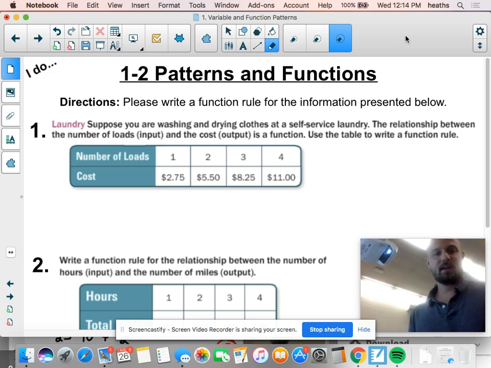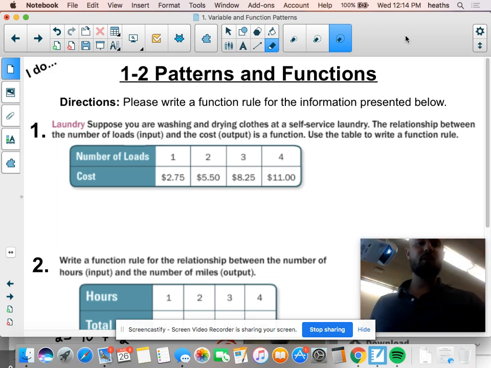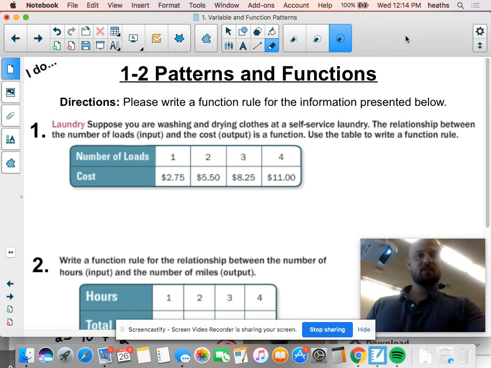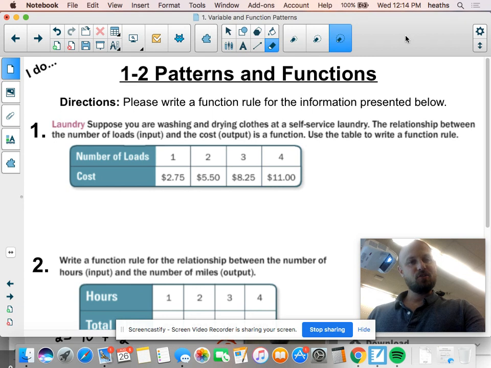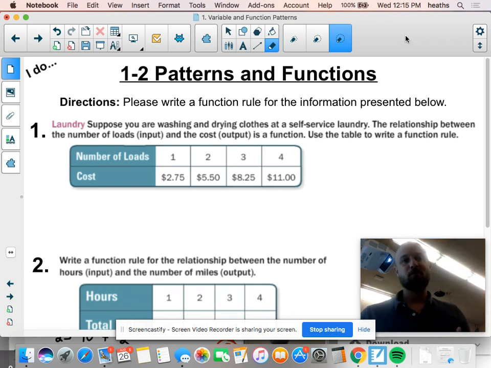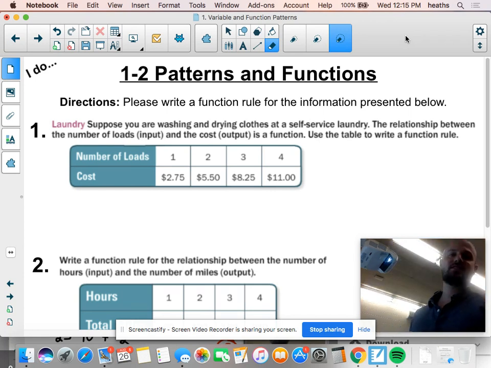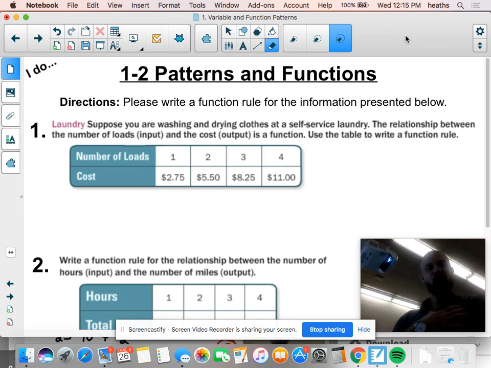Okay, welcome back, everybody. We talked about patterns and functions in our last lesson, and we're going to jump into the I do portion, which is me modeling and presenting some example questions to you, and hopefully take those words from your notes and actually apply them to specific problems here. So, what are our directions? Please write a function rule for the information presented below. So we're going to make our own function rules.